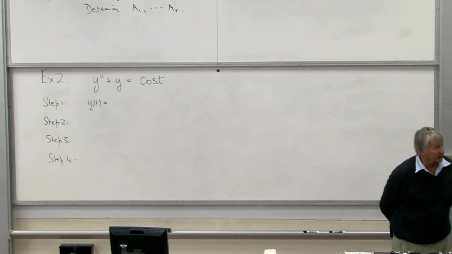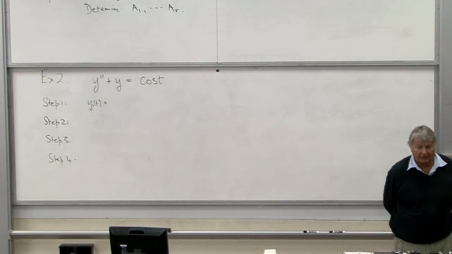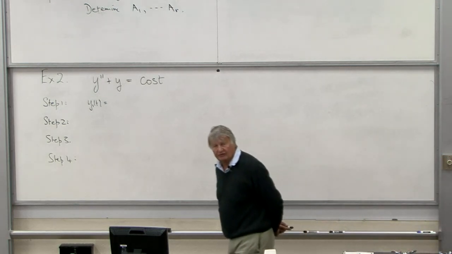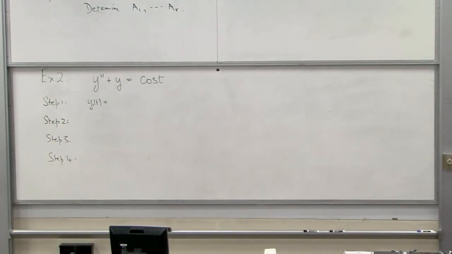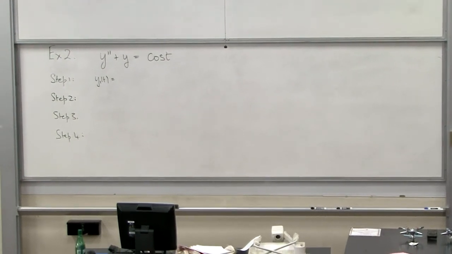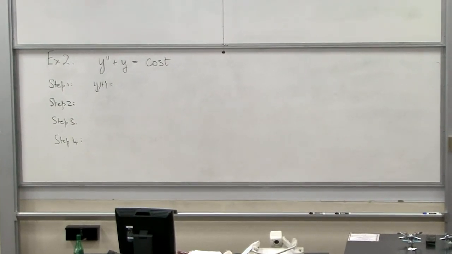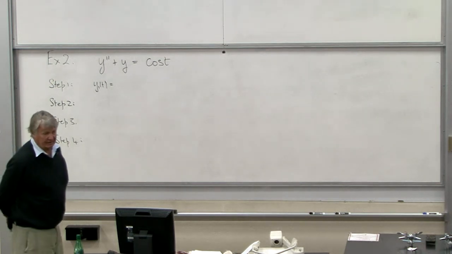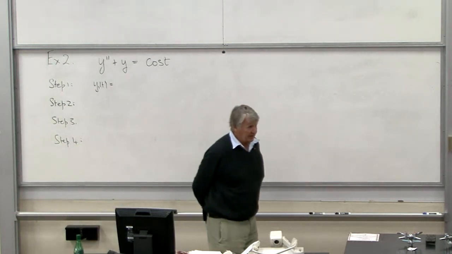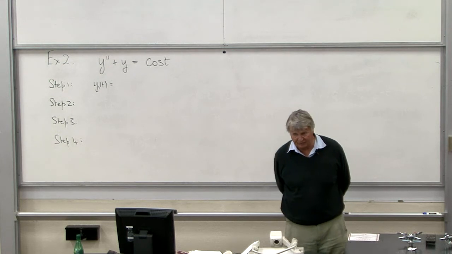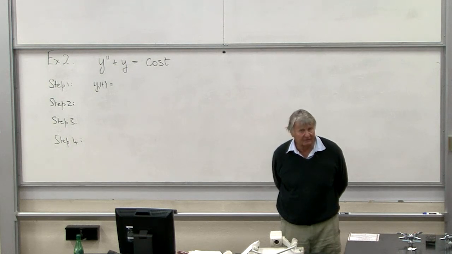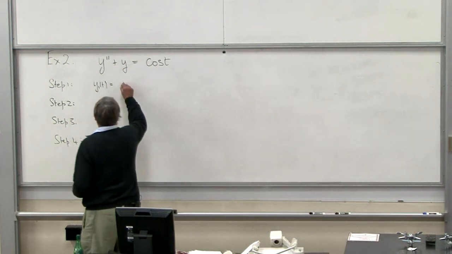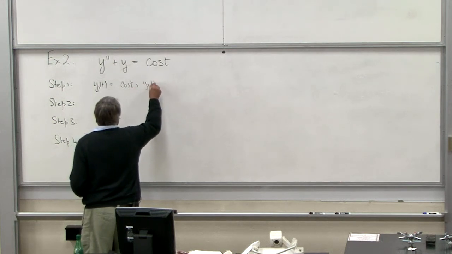So what's the characteristic equation here? r squared plus 1 is 0. So what are the roots? i and minus i. And what are the two real solutions corresponding to those roots? The complex solutions are e to the it and e to the minus it, but we want real combinations of those things. What are the real combinations? Cosine t and sine t. Okay? So y1 is cos t, y2 is sine t.